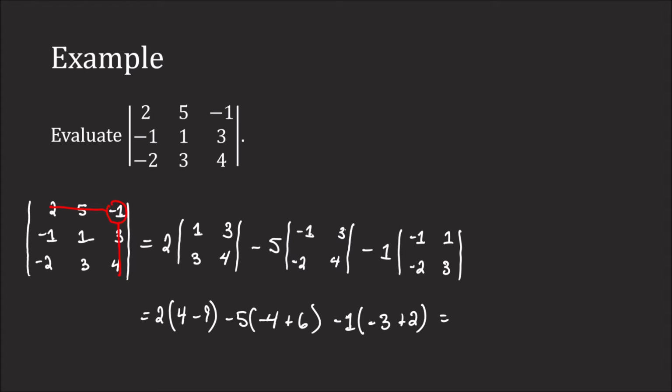So 4 minus 9 is negative 5, so we have negative 10, minus 10, right? Negative 4 plus 6 is 2 times negative 5, and then minus negative 1, so plus 1, and so our determinant is negative 19.